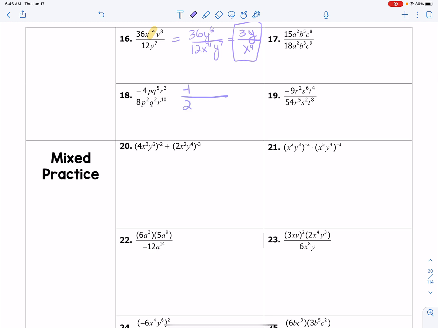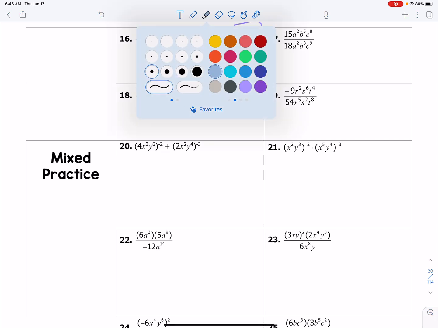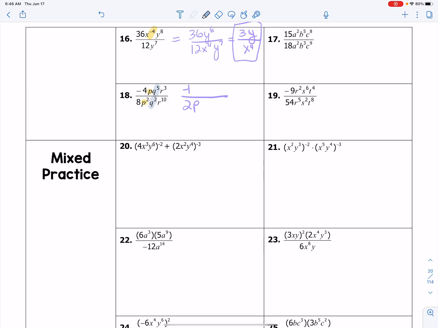Okay. The next one, number 18, doesn't have any negatives, so you don't have to move anything. So I'm going to just do the numbers, negative 1/2. And then I'm going to look at my p's. My bigger p is on the bottom, so I'm going to subtract, and I'm going to put it on the bottom. I'm going to look at my q's. My bigger q is on the top, so that means I'd have q to the 3rd on the top. And then finally, I'm going to look at my r's. My bigger one is on the bottom, so I'm going to have r to the 7th on the bottom. So you just leave it where the larger one is at, okay?